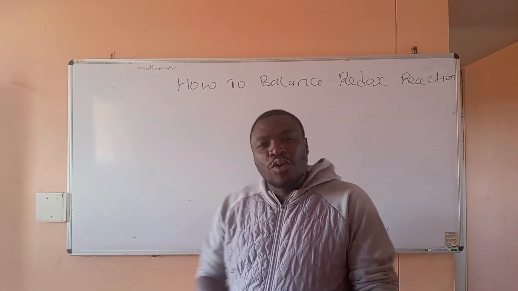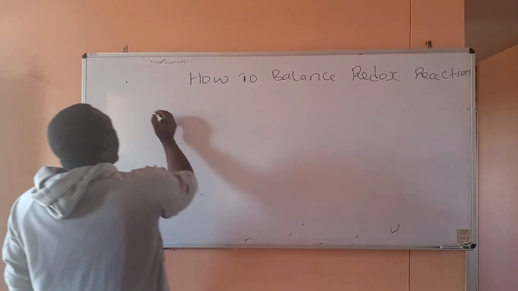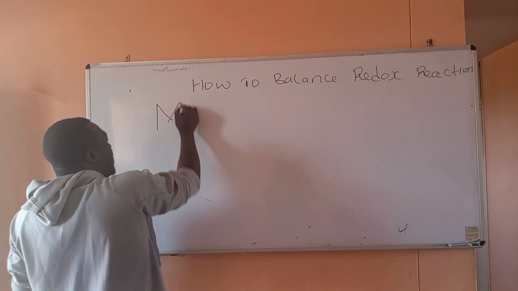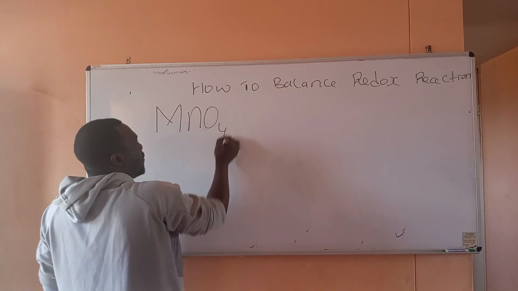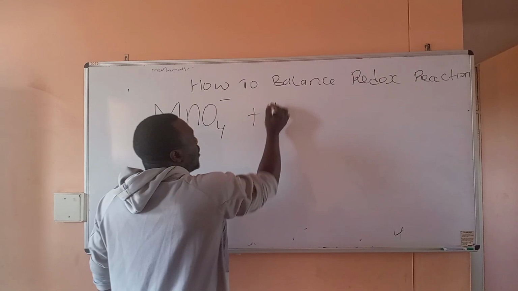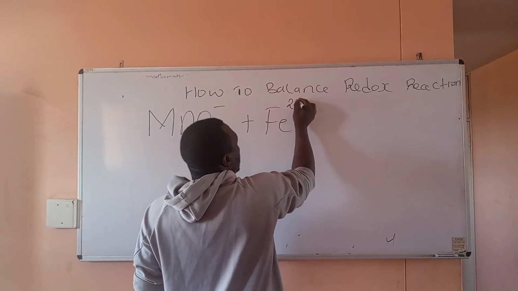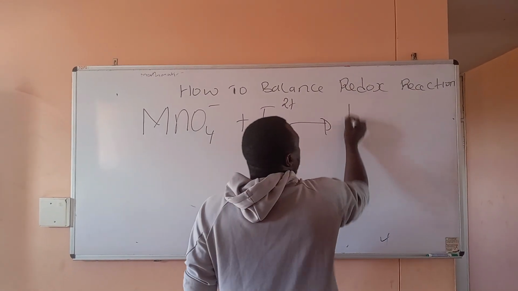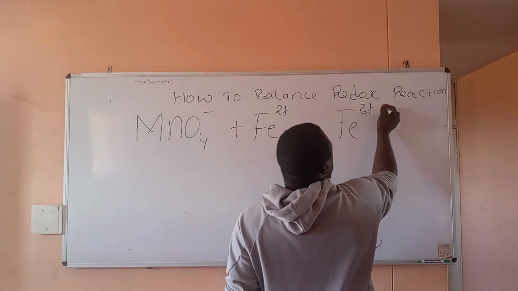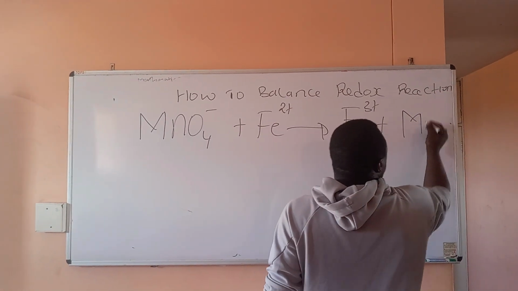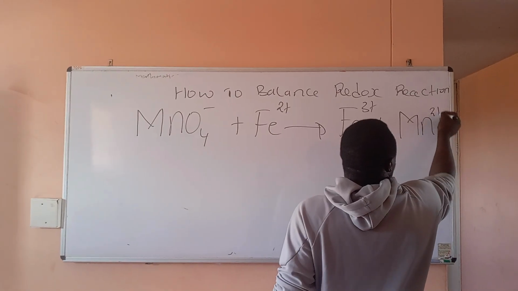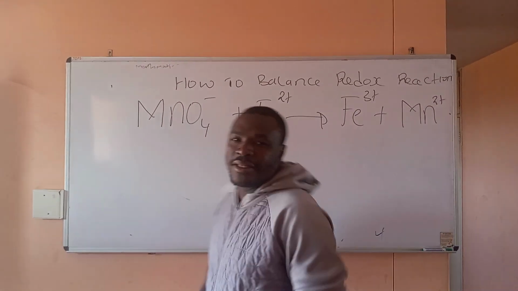Now, let's look at this. If we have manganese oxide plus iron to give me iron plus... Let's look at this. This is a redox reaction.